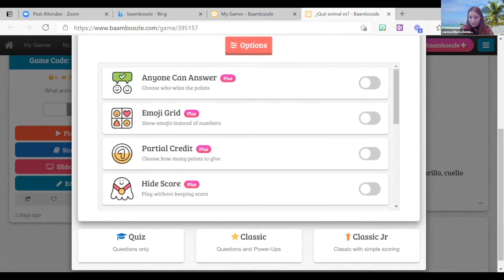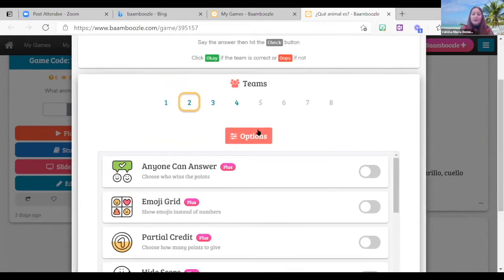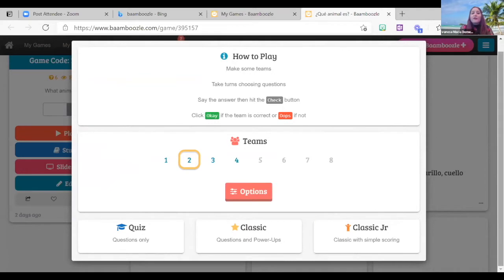But normally, to be honest, I just leave it like that. I don't put the timer or anything. And then there are 3 game modes: quiz, classic, or classic junior. I normally play just the classic one.